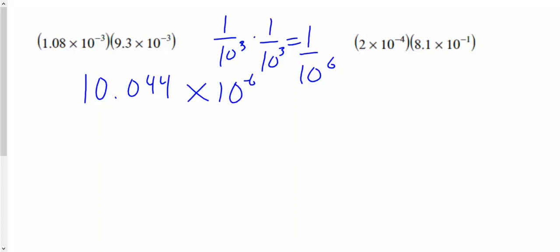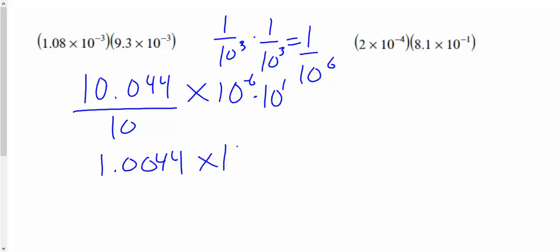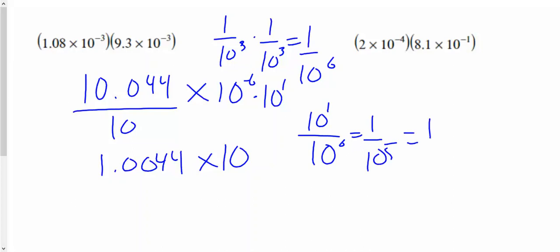Okay, and then this number is too big, so I'm going to divide this by 10 and then multiply this by 10. So I have 1.0044 times 10 to the, so 10 to the first over 10 to the 6th is 1 over 10 to the 5th, which is 10 to the negative 5th. And so that's what that would look like there. This looks like a disaster. I'm going to box that there.